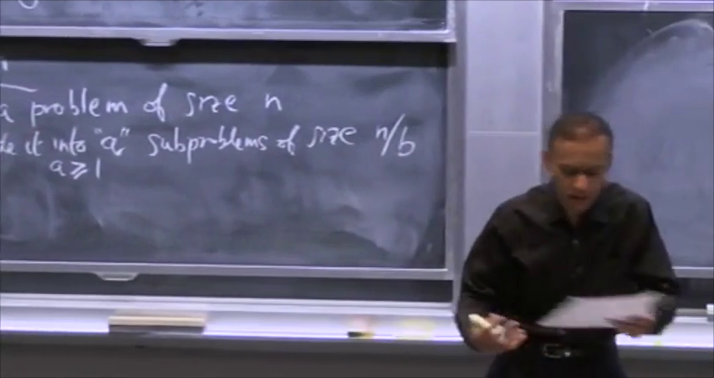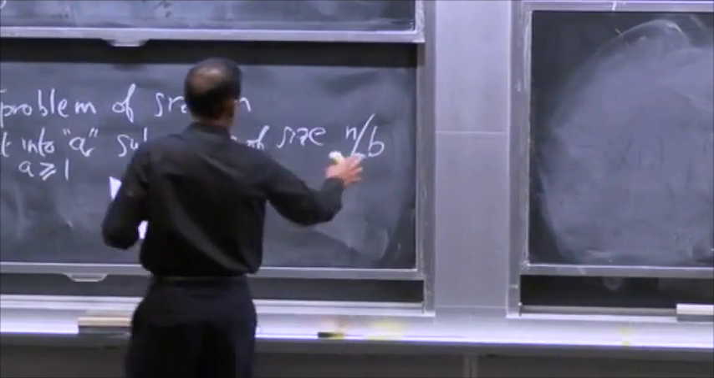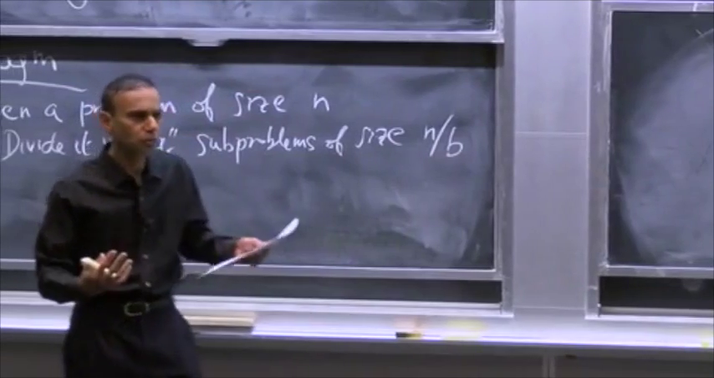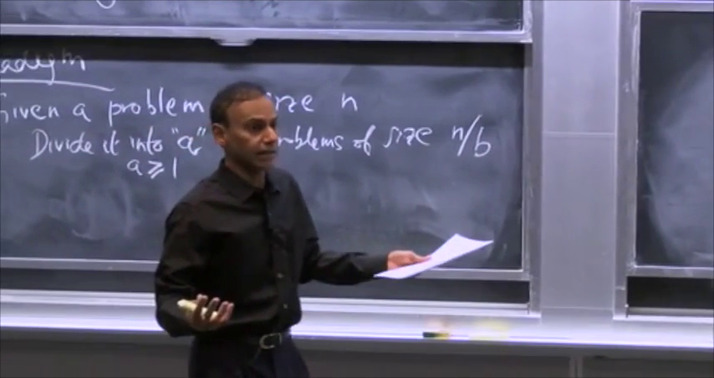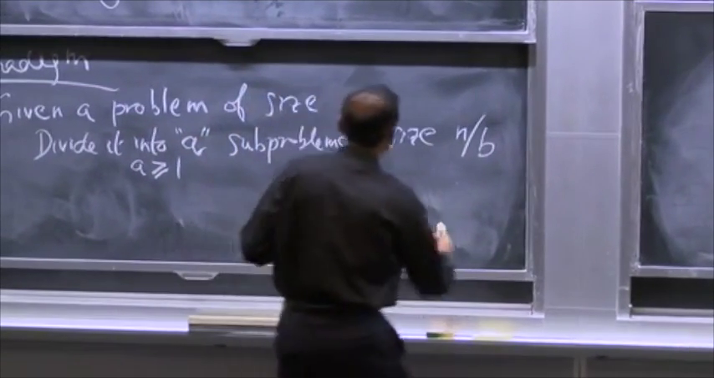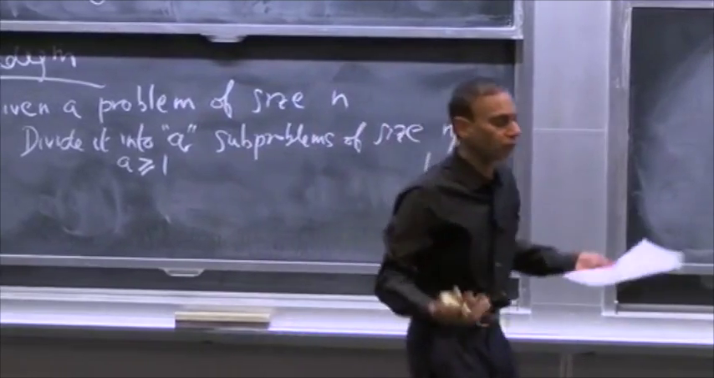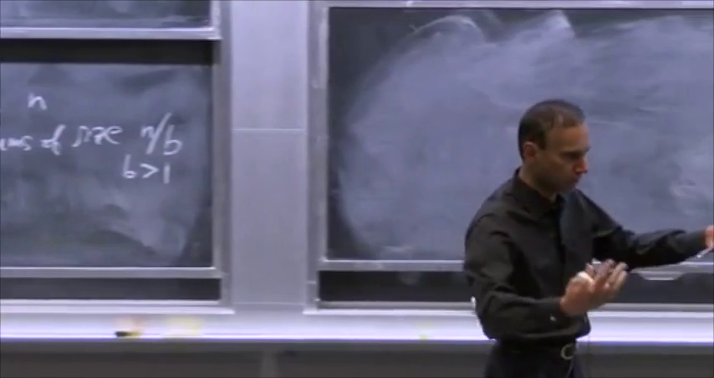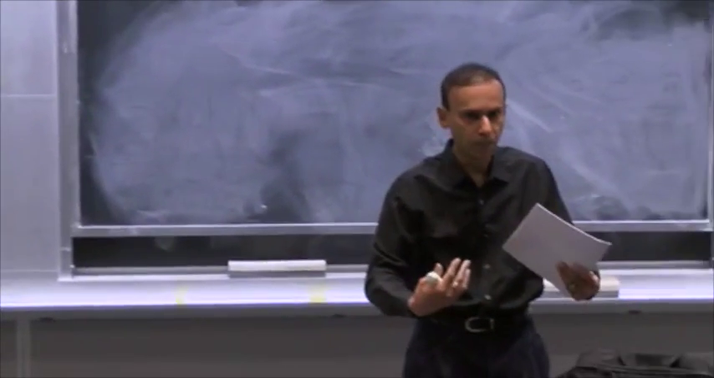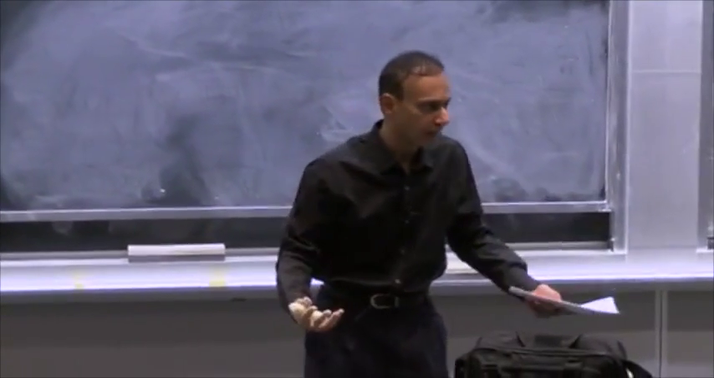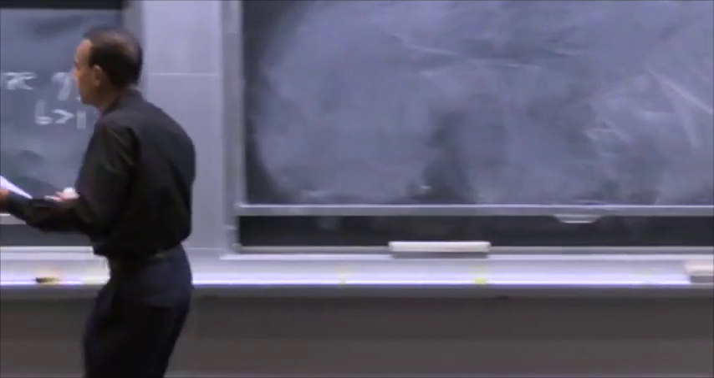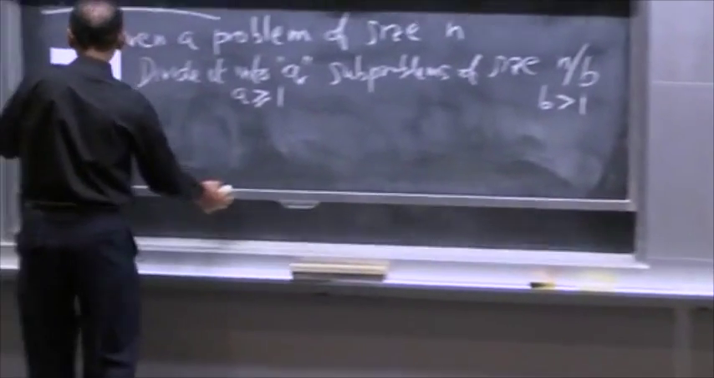This is the generalization I alluded to. And b does not have to be 2 or even an integer, but it has to be strictly greater than 1. Otherwise, there's no notion of divide and conquer. You're not breaking things up into smaller problems. So b should be strictly greater than 1. Right? So that's the general setting.